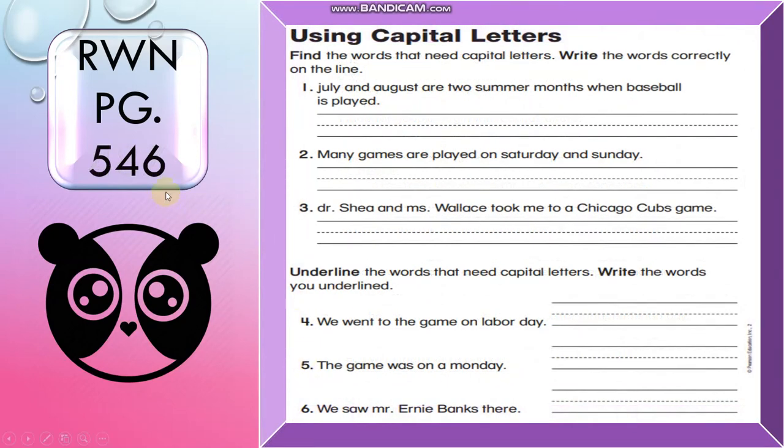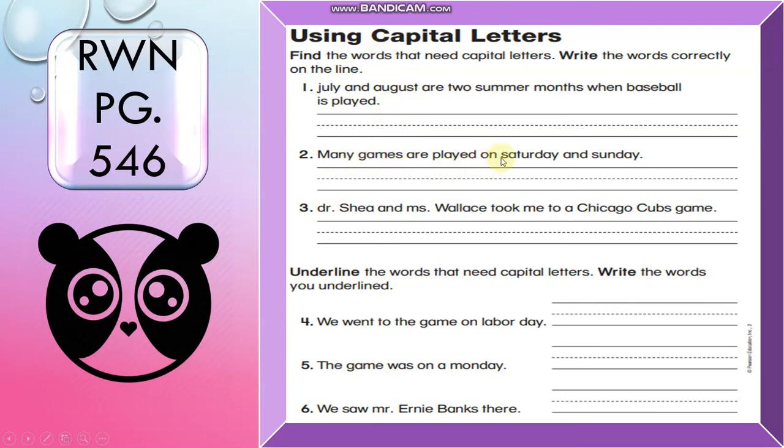Let's go to page number 546 in your notebook and do some more practice using capital letters. Find the words that need capital letters. Write the words correctly on the line. Okay, again we have to find out which words had to be in initial caps and we forgot about them, so we have to edit it. July and August are 2 summer months when baseball is played. So which words should I rewrite using capital letters?